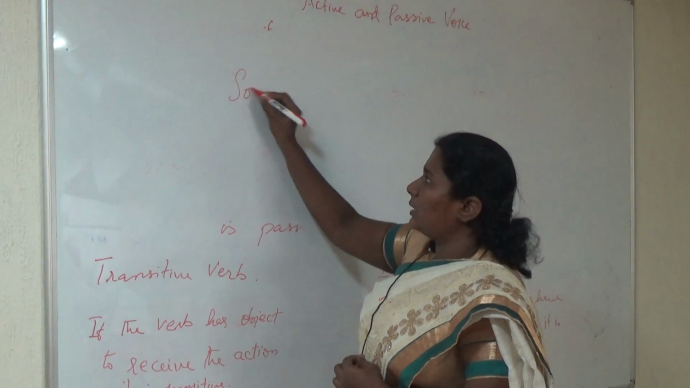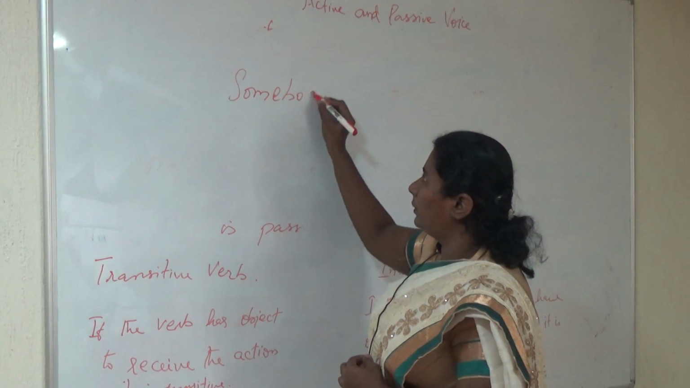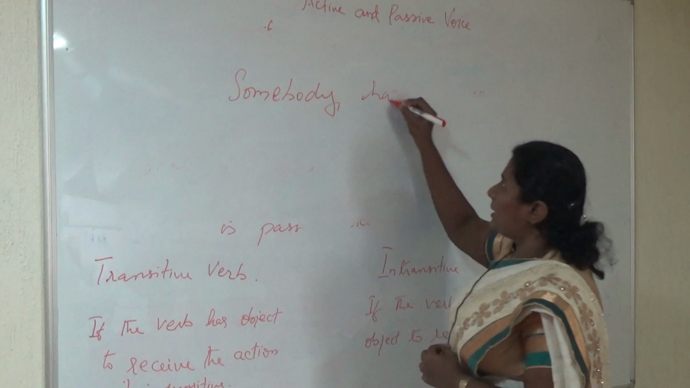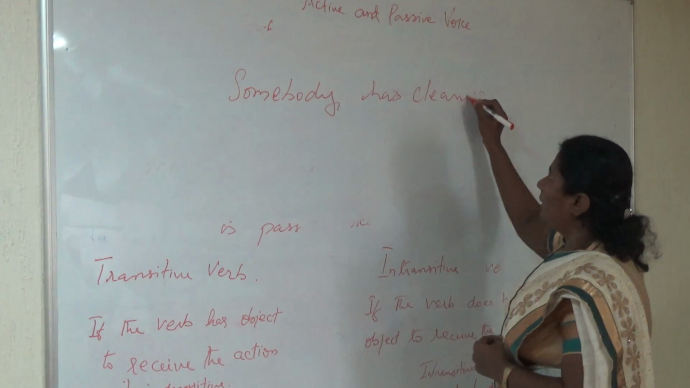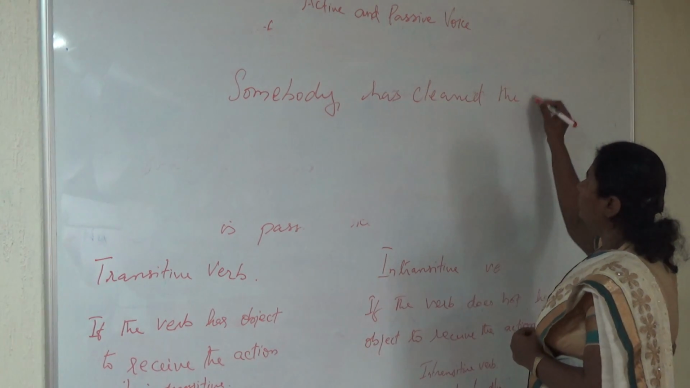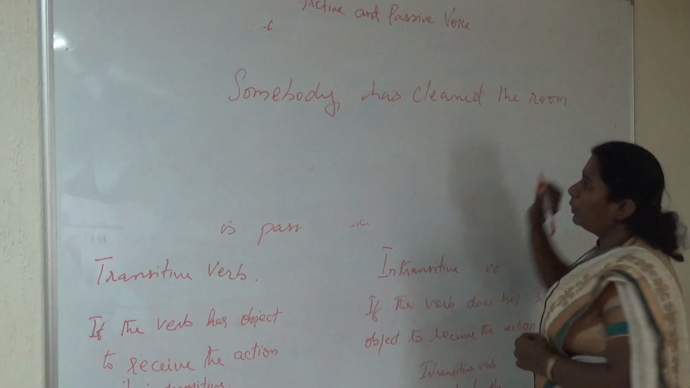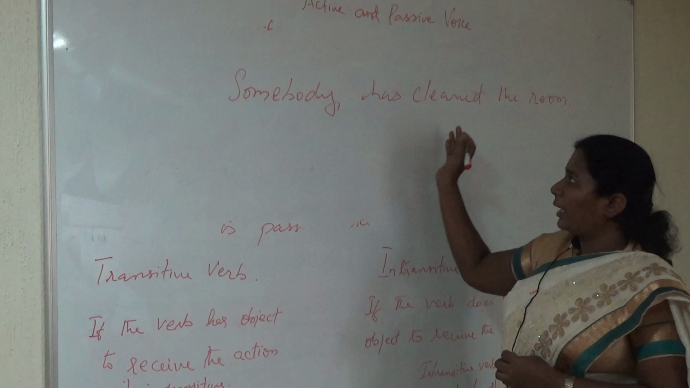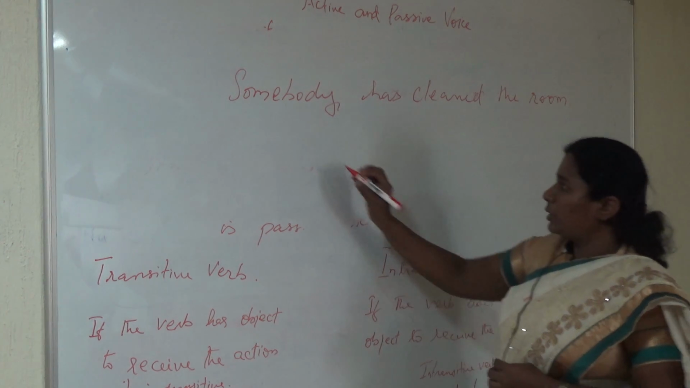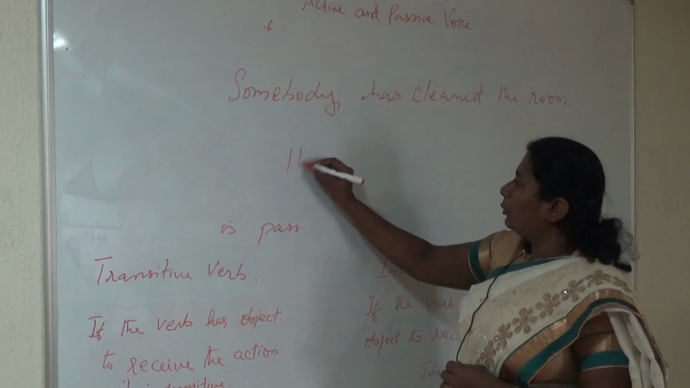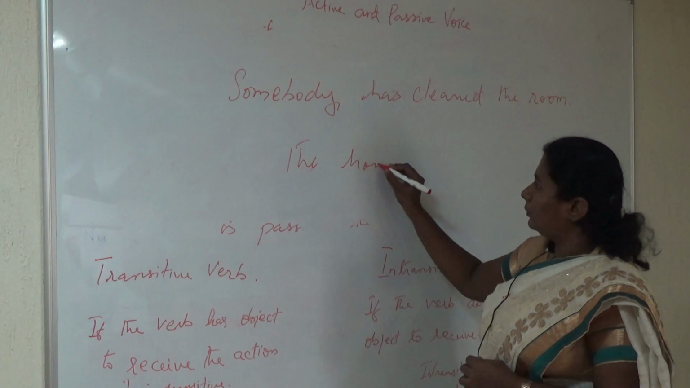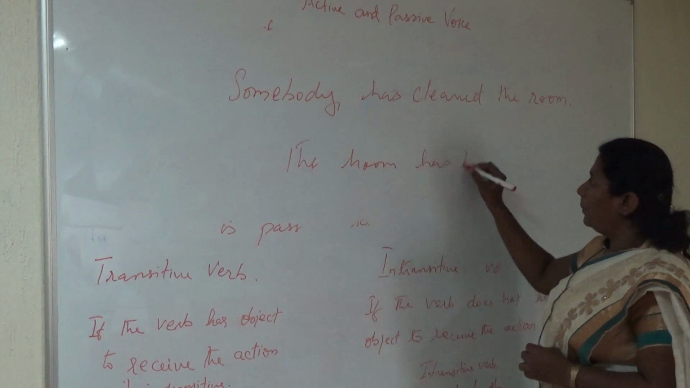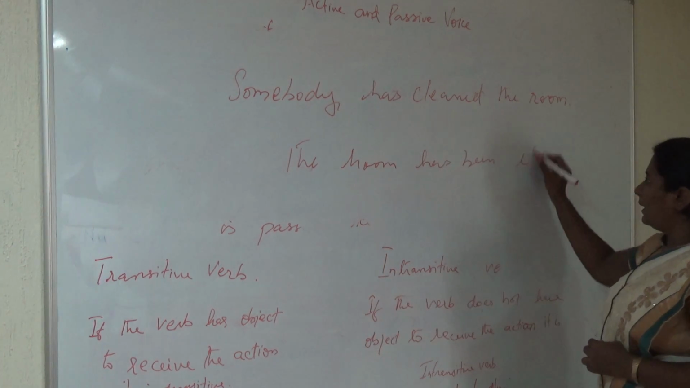If a sentence starts with somebody, as in "Somebody has cleaned the room," and you don't know the person who has cleaned the room, you have to change the active voice like this: the room has been cleaned.